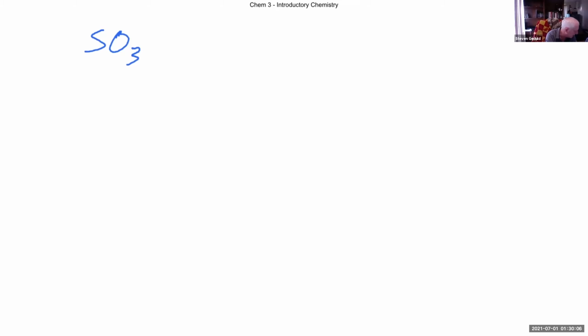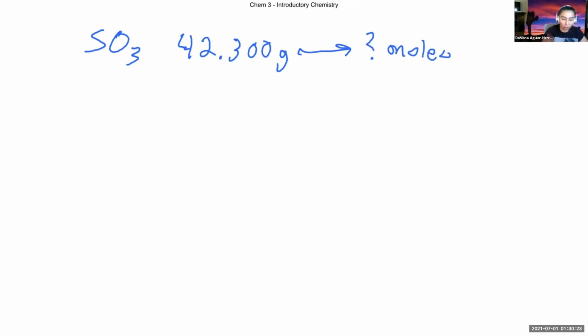Okay. And it says we have 42.300 grams. That's what we have. And we want to know how many molecules. So you break it apart? Nope. It says you want to know molecules. A molecule is SO3. Good question. If it asks for oxygen molecules, then you break it apart. If it asks for sulfur molecules, you break it apart. But it asks for molecules of sulfur trioxide. Okay, so it's of the whole compound, yeah.